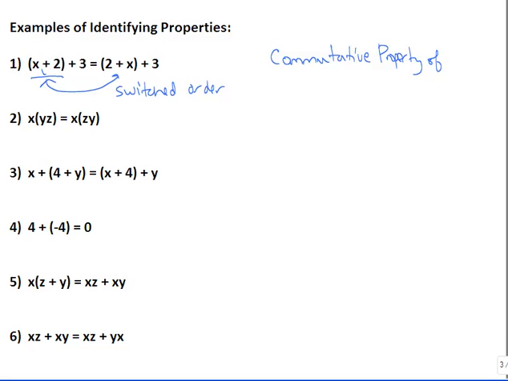So in this case, since it's addition that's separating our x and our 2, this is the commutative property of addition. Okay, so let's try this again on the next example.